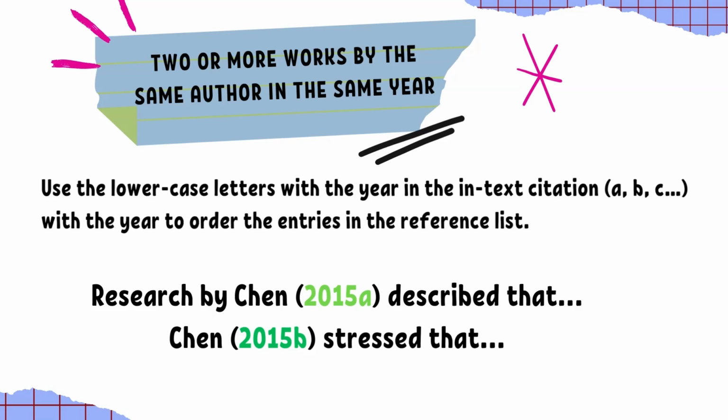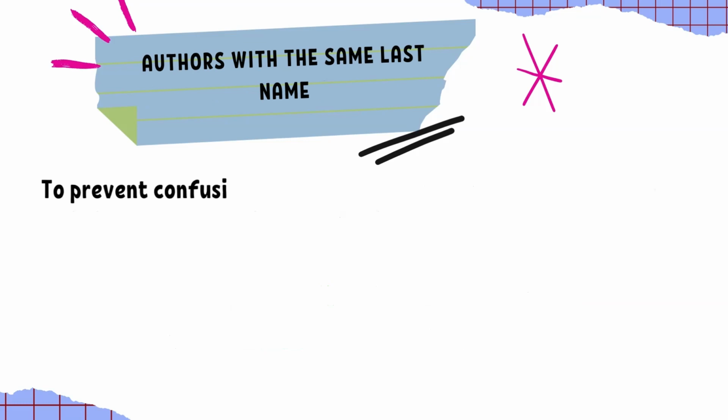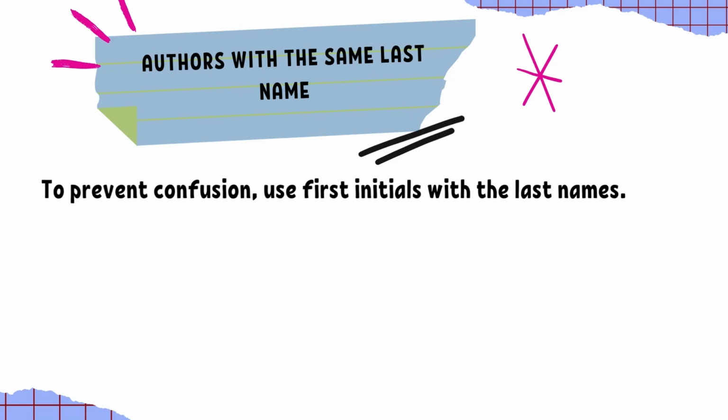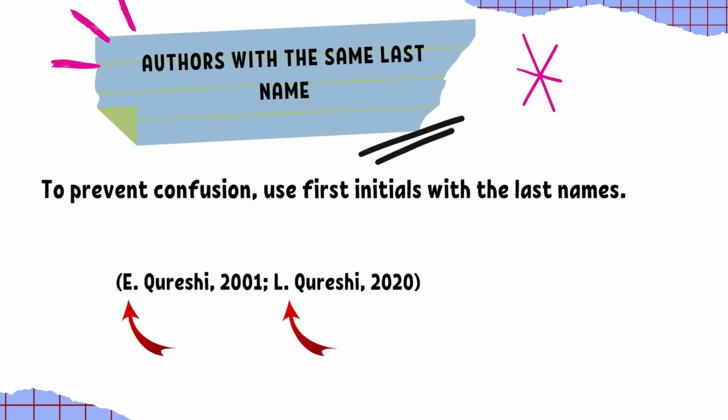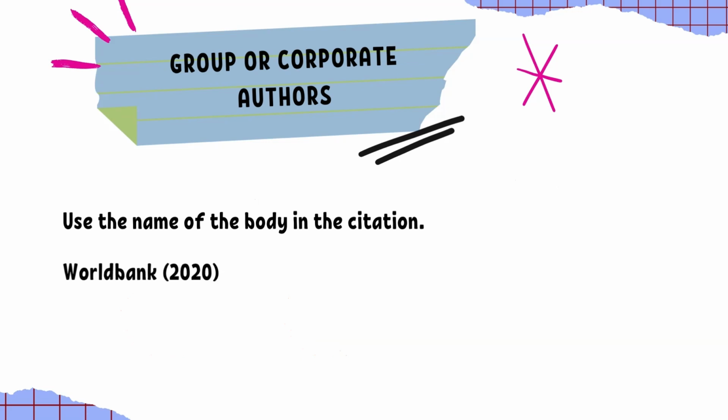And when authors have the same last name, to prevent confusion or ambiguity, use first initials with the last name. For example, E. Qureshi 2001 and L. Qureshi 2020. And for group or corporate authors, use the name of the body in the citation. For example, World Bank 2020.